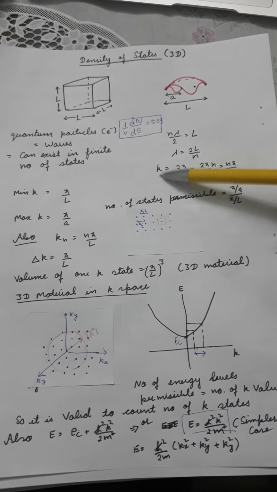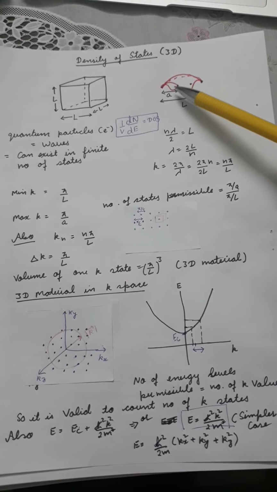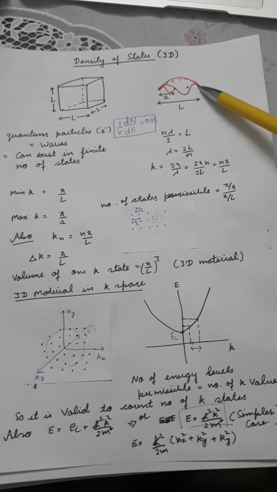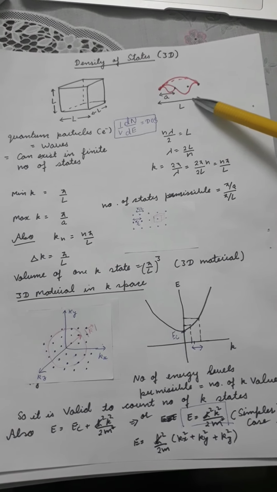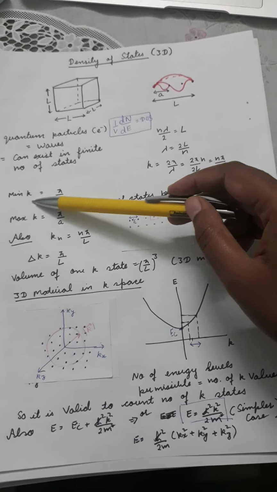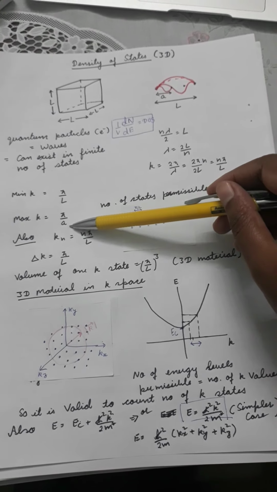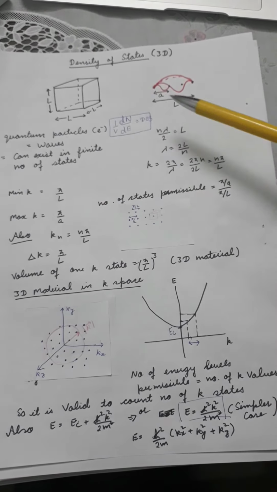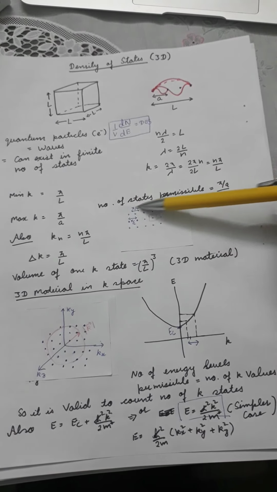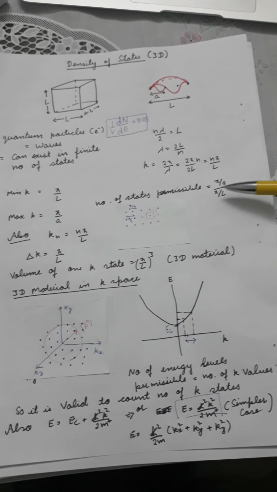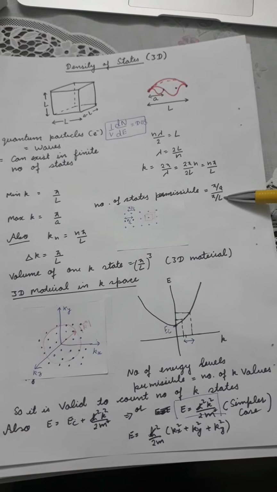If these wavelengths are possible, then there will be some maximum wavelength and some minimum wavelength present in the lattice. The minimum k value will be for the maximum wavelength, and the maximum k will be for the minimum wavelength, which will be the interatomic distance between two particles. So if we know the minimum k and maximum k, we can find the number of states that will be permitted. It will be the maximum k upon the minimum k.